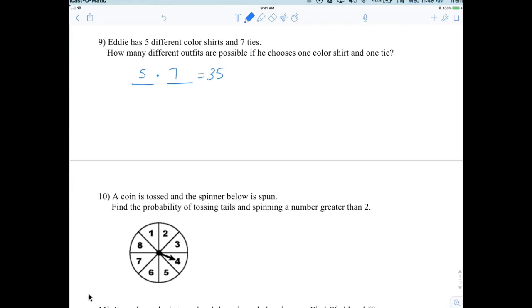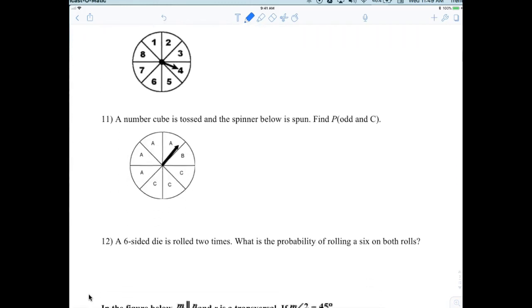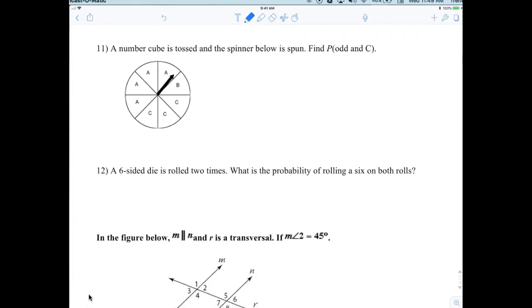All right. Number 11. A number cube is tossed and the spinner below is spun. Find the probability of getting an odd number and C. So we have two things rolling, correct? So here we go. What's the probability of getting an odd number? 3. Out of? 3 out of 6. 3 out of 6, which is? 1 half, right? So half the time.